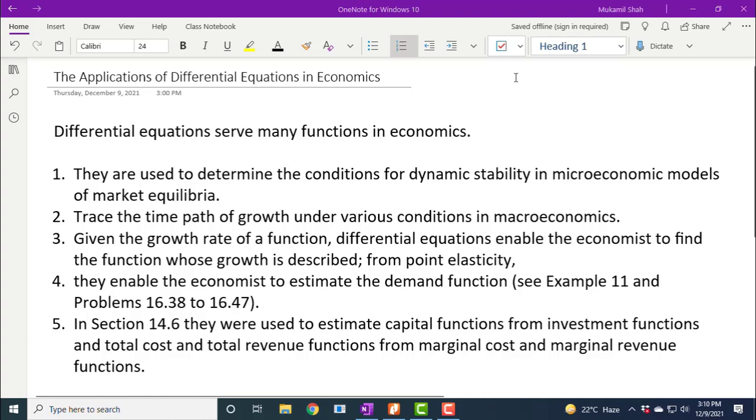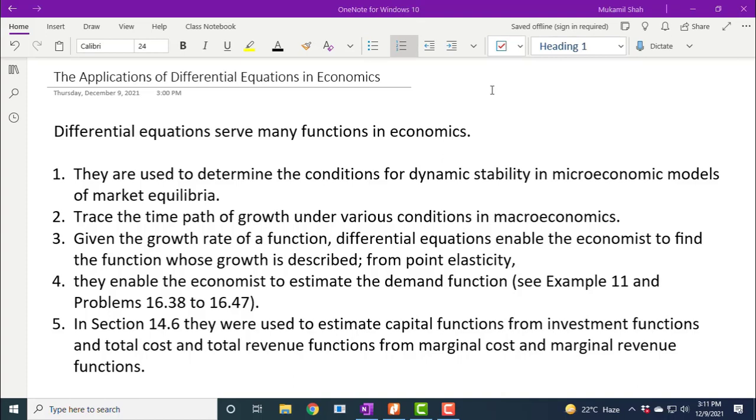There are so many applications of differential equations in economics. In this lecture, we will discuss all of them, and some of the applications of differential equations in economics are reported as under. First of all, differential equations are used to determine the stability conditions of microeconomic models of market equilibria. Differential equations are also used to trace the time path of growth under different conditions.